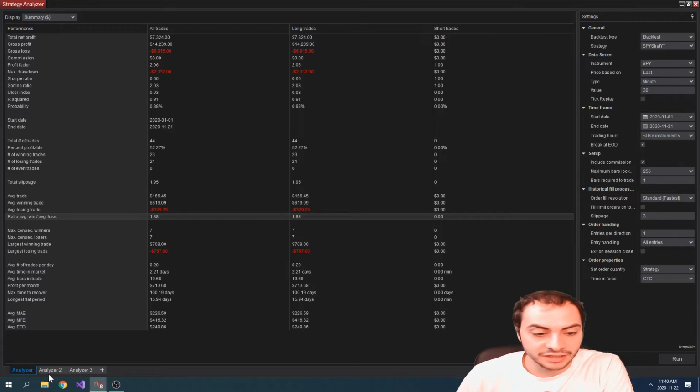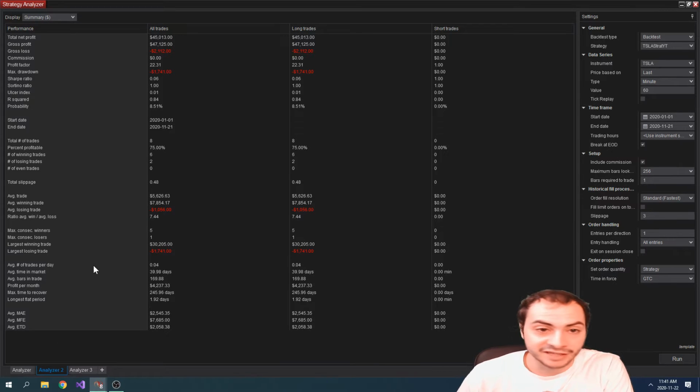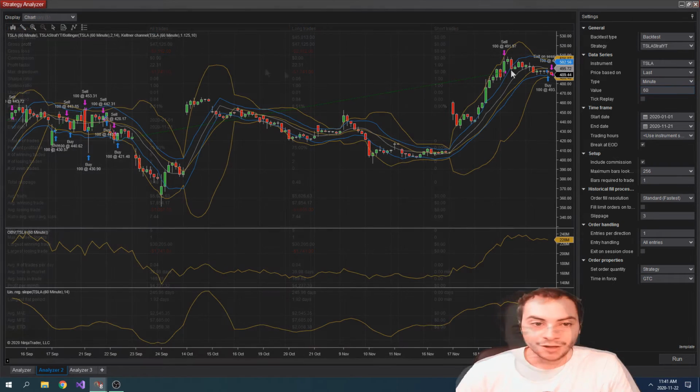So the next one is the fan favorite, a Tesla algorithm. And once again, this is run from January 1st, 2020 to this year. And this one uses 60-minute candles, so it's a different time frame. Like I said previously, the SPY strategy, which was totally different, uses 30-minute. This uses 60-minute candles. All right, so here's the chart.